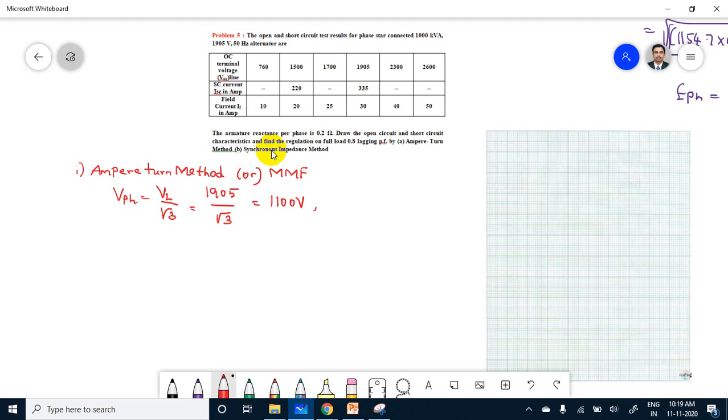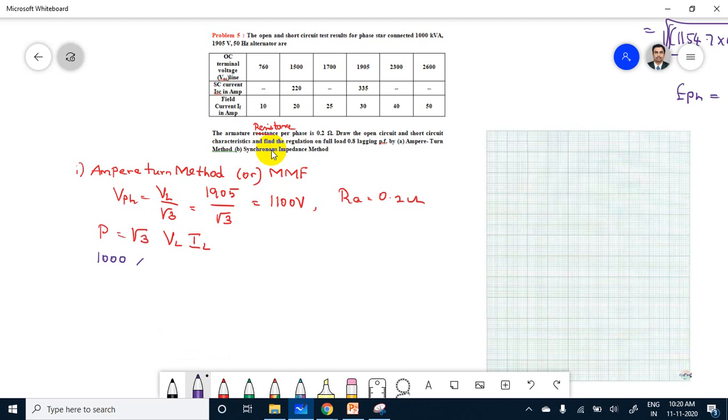And the RA value, sorry, it is not reactance, it is a resistance. Resistance RA is equal to 0.2 ohm. And the power P equals root 3 VL IL. So how much power is it? 1000 kVA.